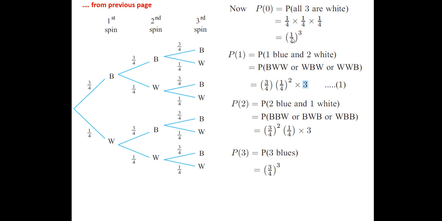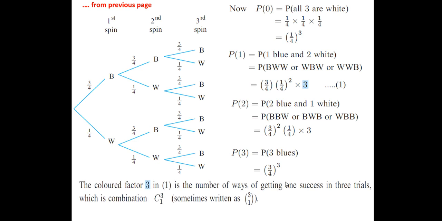So you might notice some pattern in 1, 3, 3, 1. Might seem like a familiar kind of pattern to you. So the coloured factor 3 in this first one is the number of ways of getting 1 success in 3 trials. So it was 3 times that, because these 3 things had the same probability, so we just took 1 probability and times it by 3. Same with this one.